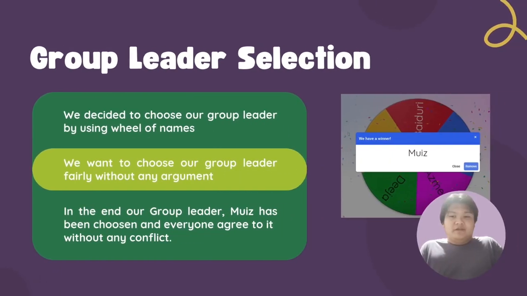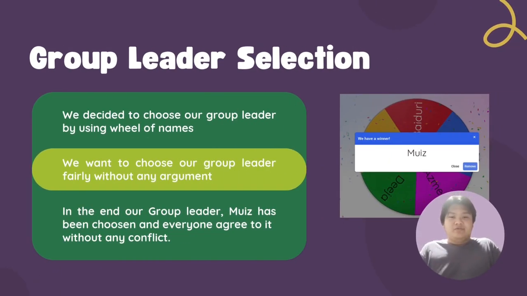So before we started our project, the first thing we needed to do was select our group leader. We decided to choose our group leader by using Wheel of Names. We chose this method because we wanted to choose our group leader fairly without any arguments. First, we wrote everyone's name in the wheel, and then we spun it randomly, and in the end, our group leader was chosen, that is Muiz, and everyone agreed to it without any conflict, so we can work as a team and improve our teamwork.